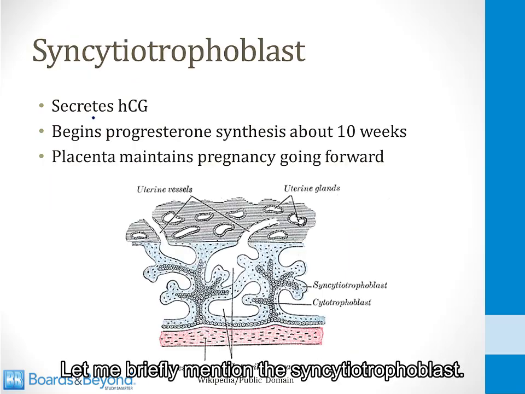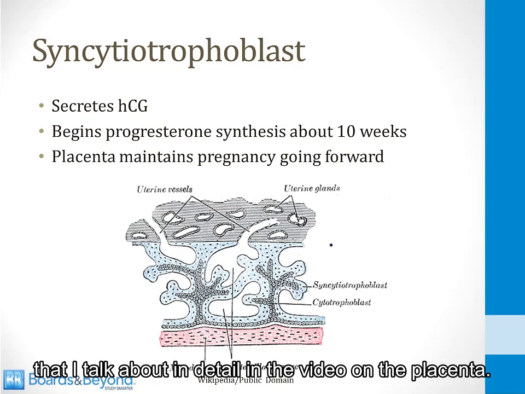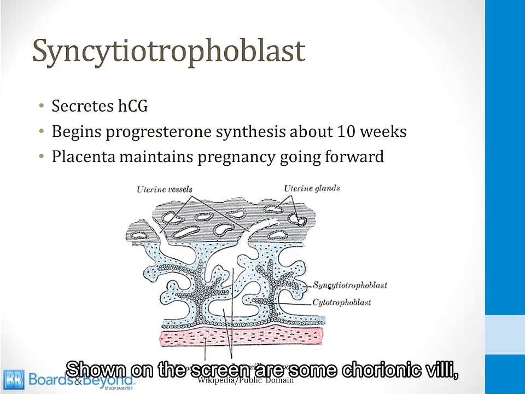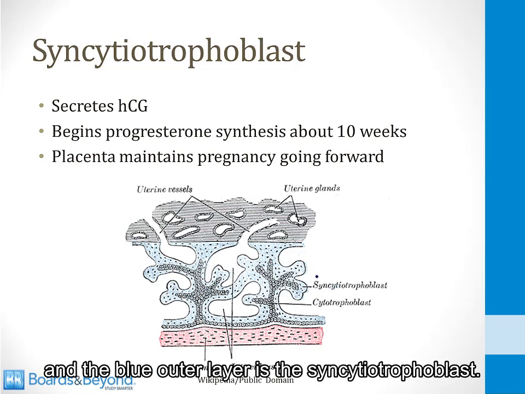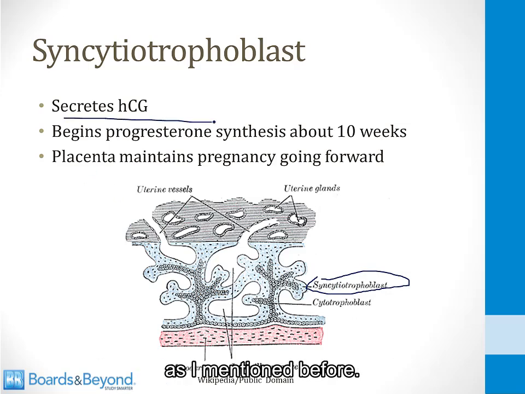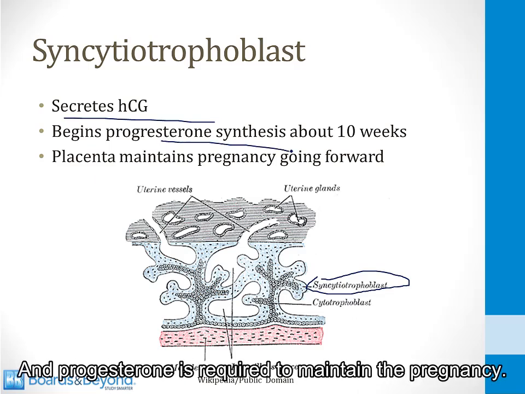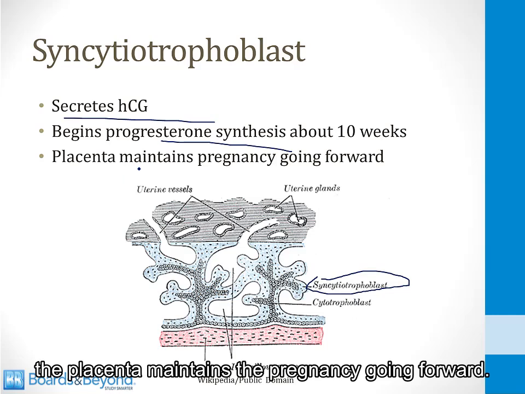Let me briefly mention the syncytial trophoblast. This is a layer of the placenta that I talk about in detail in the video on the placenta. Shown on the screen are some chorionic villi, and the blue outer layer is the syncytial trophoblast. This layer of the placenta secretes HCG, as I mentioned before. It also begins secreting progesterone at about 10 weeks, and progesterone is required to maintain the pregnancy. So therefore, after 10 weeks, the placenta maintains the pregnancy going forward.